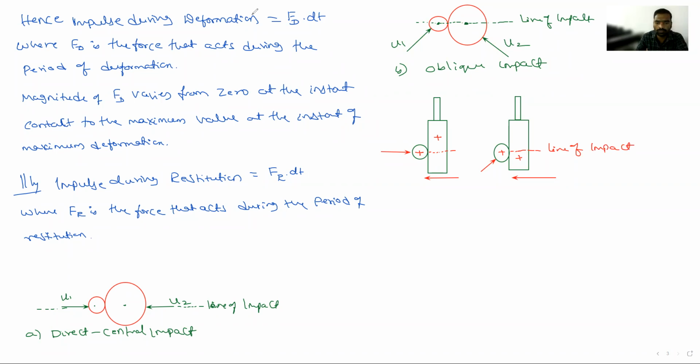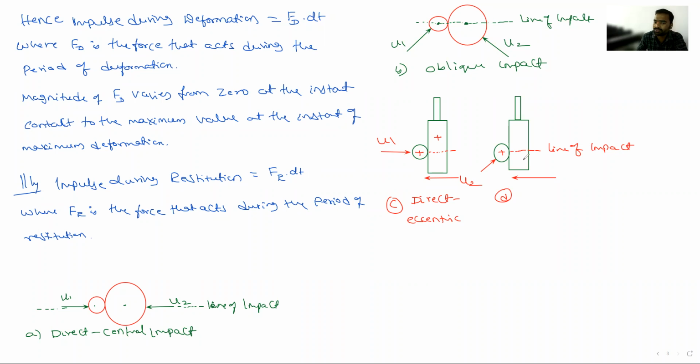Now, can you tell me what is C and what is D? Which one is direct? C is direct impact. Correct. Is it centric? Central? No, it is not central. It is eccentric. This is U1, this is U2. Both are in the same direction, but their masses are not on the line of impact. That's what is called eccentric.